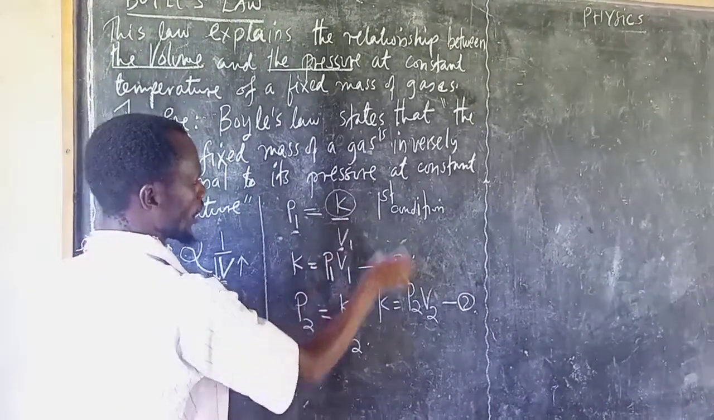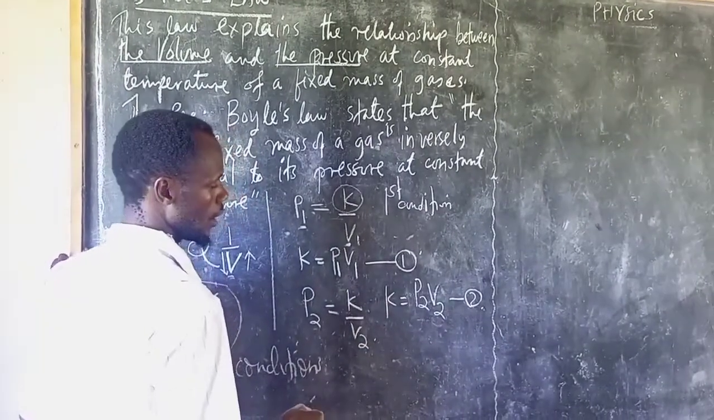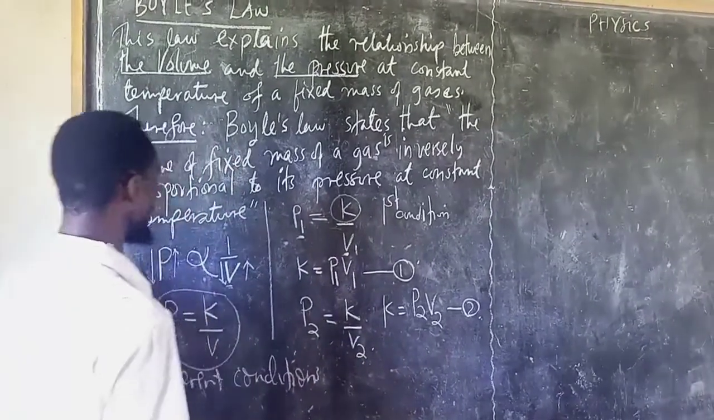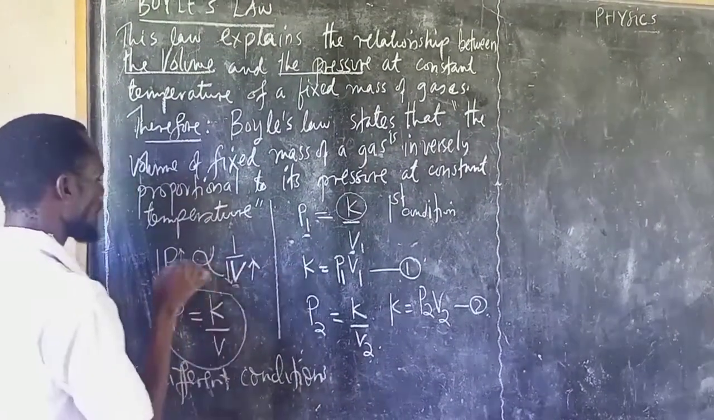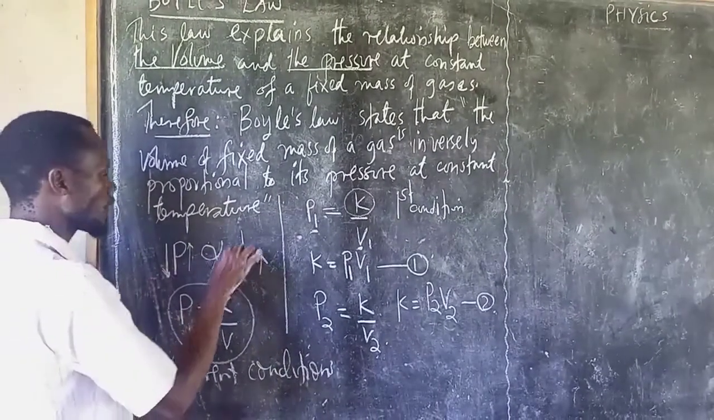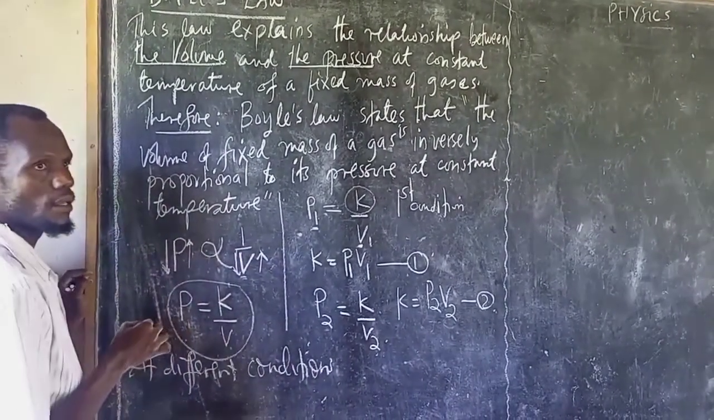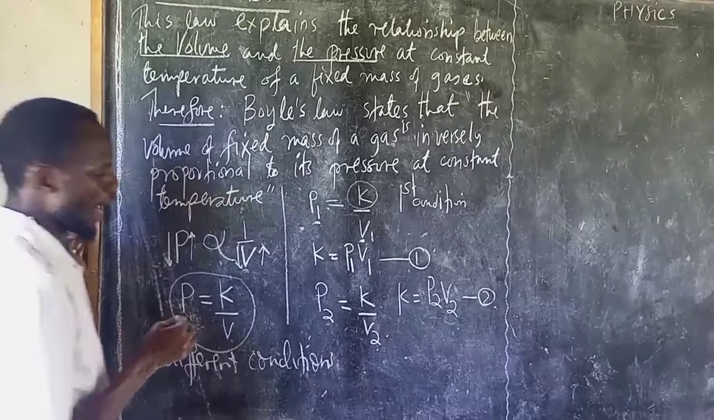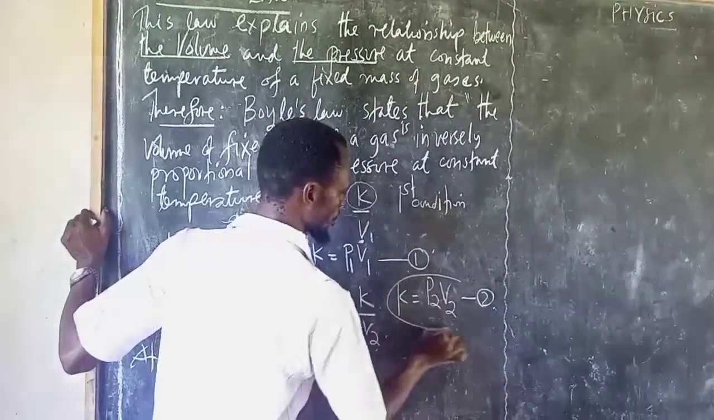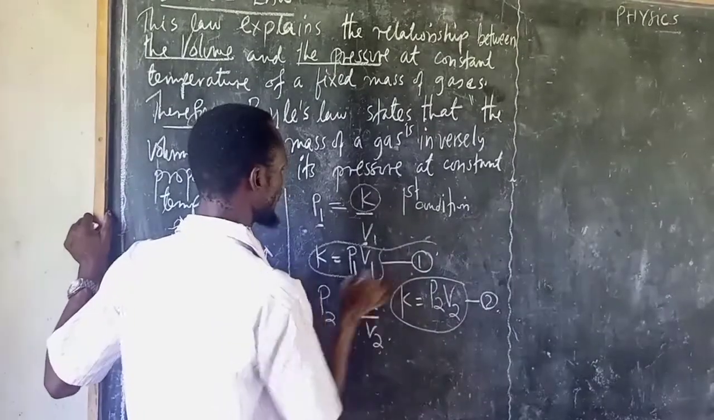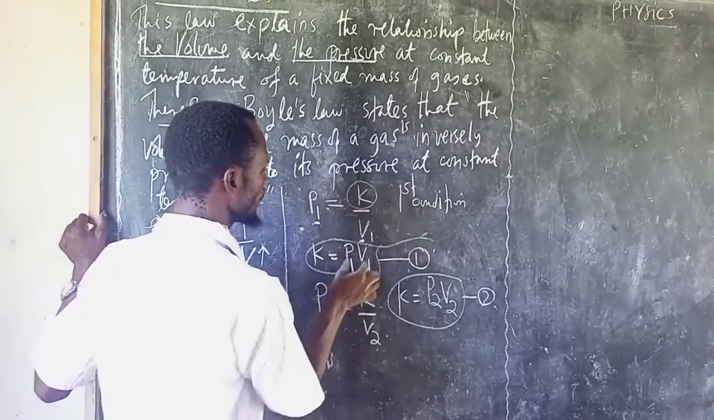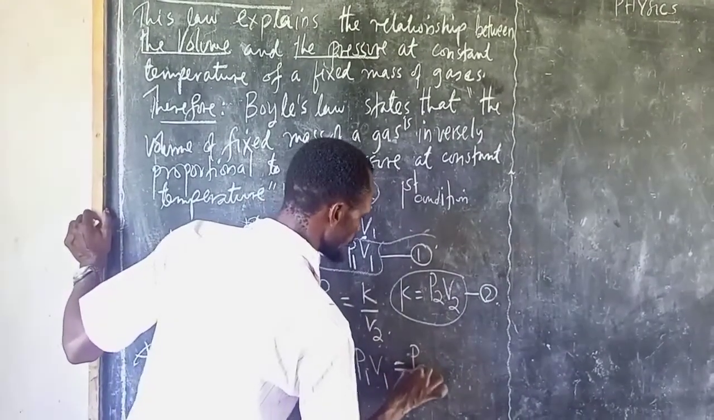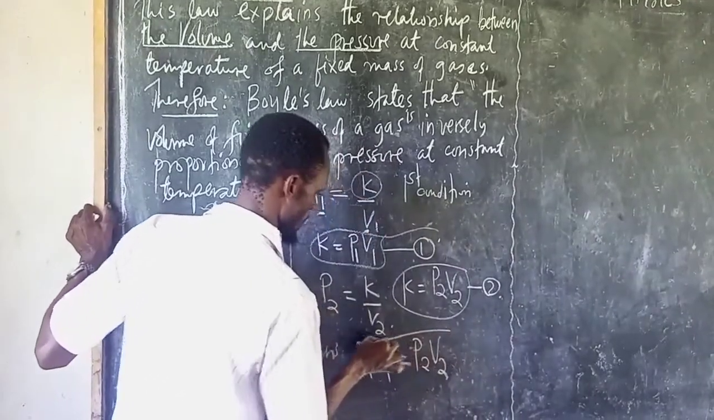This is the first condition, and this is the second condition. That means pressure was changed and then volume was also changed. As I've said, once you are increasing the volume, you are reducing the pressure. Once you are reducing the volume, you are increasing the pressure, simply because they are inversely proportional to each other. Looking at this equation and this one, K is constant in every equation, so these equations will be equated. Therefore, P1 V1 must be equal to P2 V2. This is what we got.